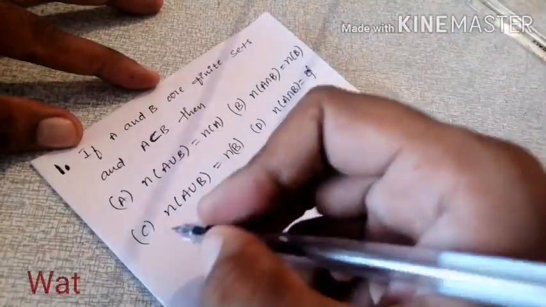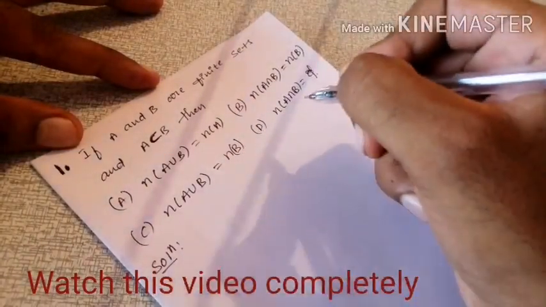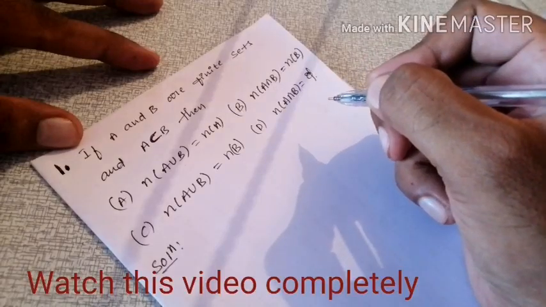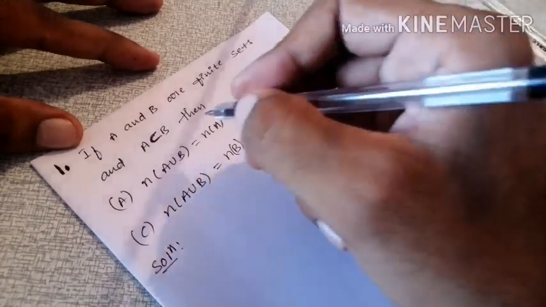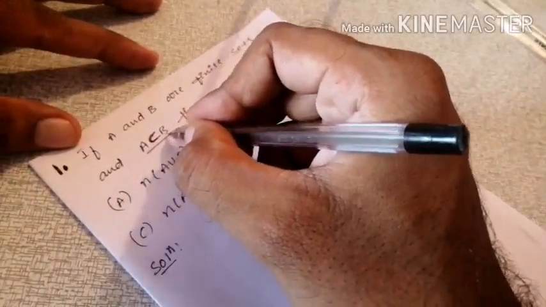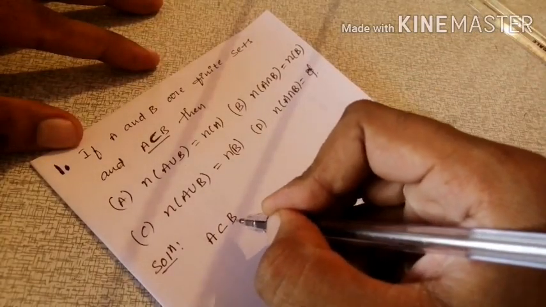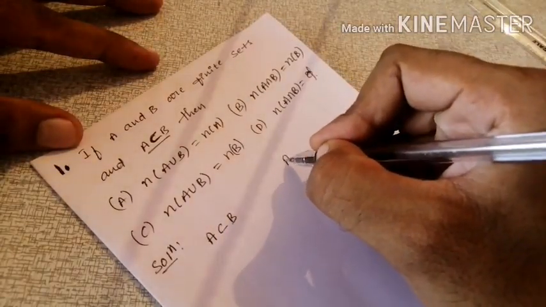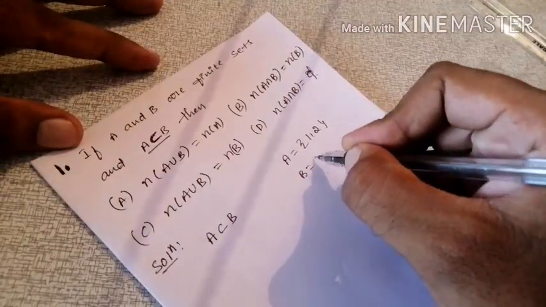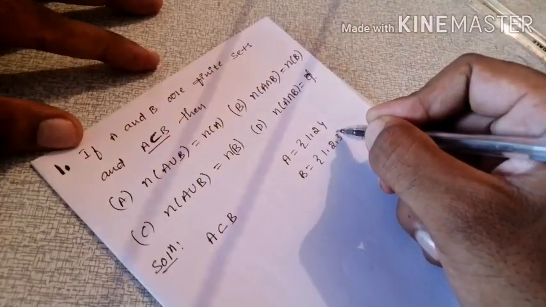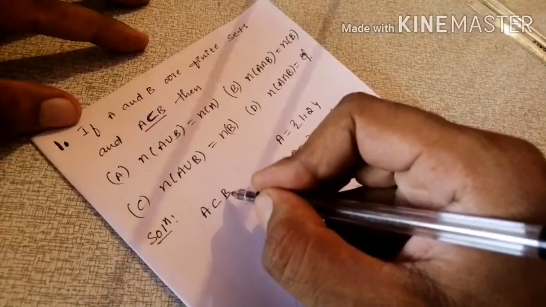Question number 1, solution. Let us read question number 1. If A and B are finite sets, which means a finite number of elements, and the condition given is A is a subset of B. To understand this condition, let us take an example. A is equal to {1, 2}, B is equal to {1, 2, 3}. The meaning of subset is that elements of A also belong to B.